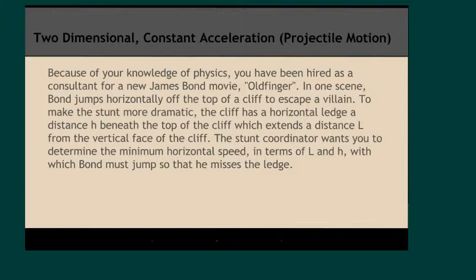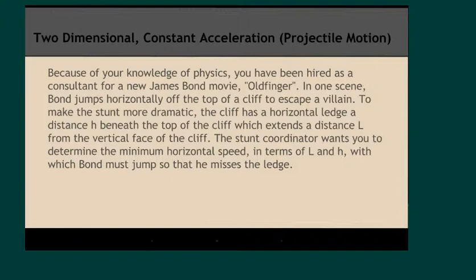Because of your knowledge of physics, you've been hired as a consultant for a new James Bond movie called Oldfinger. In one scene, Bond jumps horizontally off the top of a cliff to escape a villain. To make the stunt more dramatic, the cliff has a horizontal ledge a distance h beneath the top of the cliff, which extends a distance L from the vertical face of the cliff. The stunt coordinator wants you to determine the minimum horizontal speed in terms of L and H with which Bond must jump so that he misses the ledge.